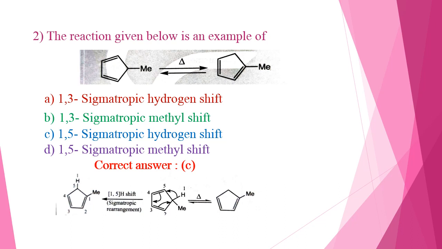Let's consider this equation. Initially the hydrogen is in the 5th position. After the rearrangement, the hydrogen will be in the 1st position. Therefore, it is the migration of hydrogen from the 5th position to the 1st position. Therefore, it is an example of a 1,5 sigmatropic hydrogen shift. The correct answer is C for this question.